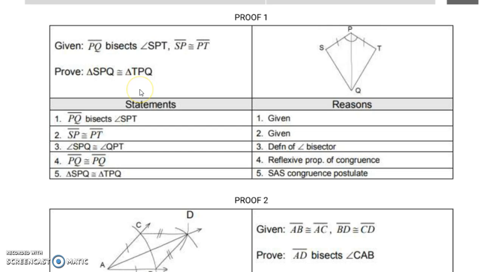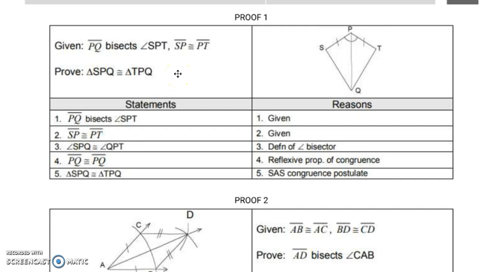Alright, let's take a look at the first proof. This is one way of this proof being proved. It's not the only method by any means. One thing that you should remember about this proof is that it's asking you to prove that two triangles are congruent. So we're going to use one of the 5 methods that we've learned about.